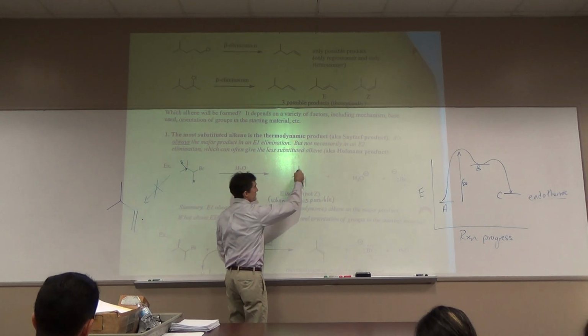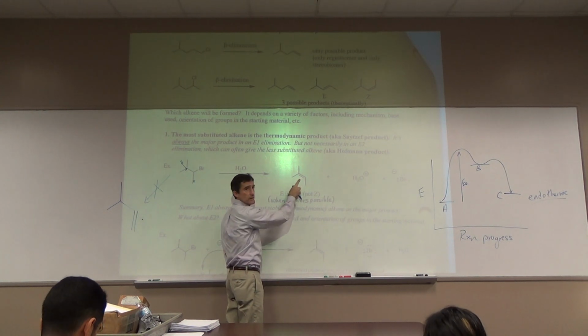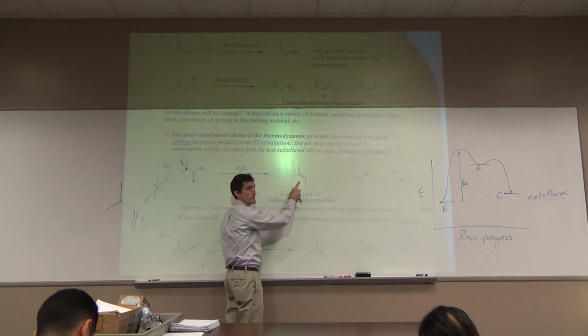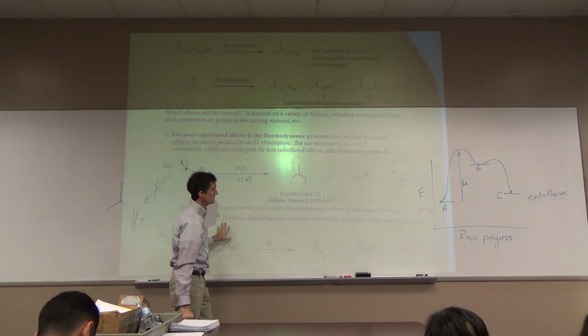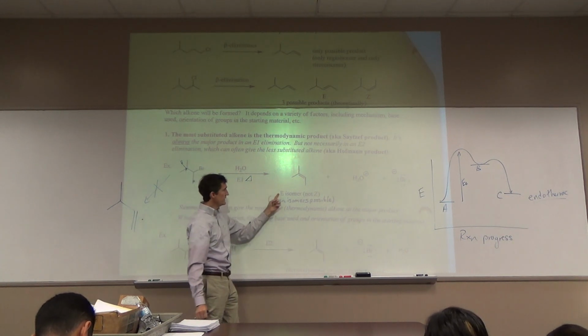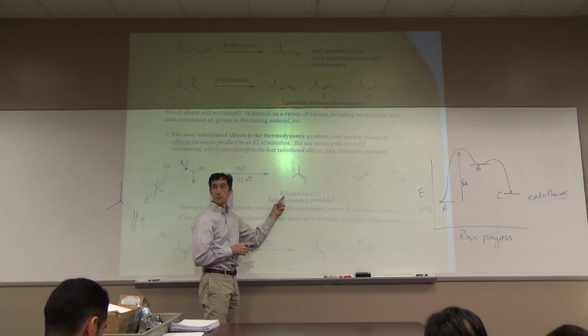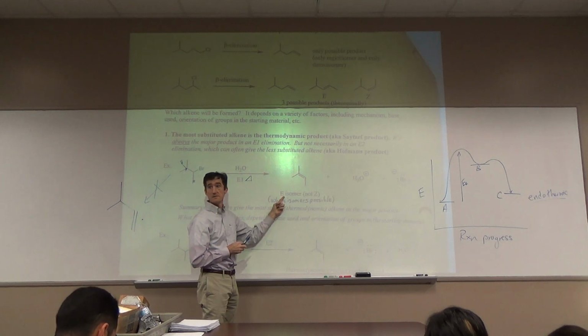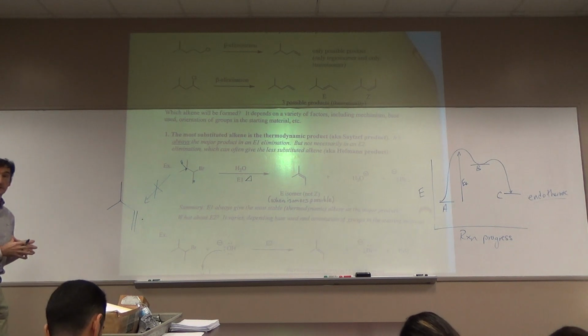Now, does this product have any stereochemistry? Is this alkene stereogenic? No. There's no stereochemistry. It's not stereogenic. But if it was, would we get E or Z? Which is more stable, E or Z? E, right? Which is the same as trans. E is the largest groups opposite. That's going to be your most stable.